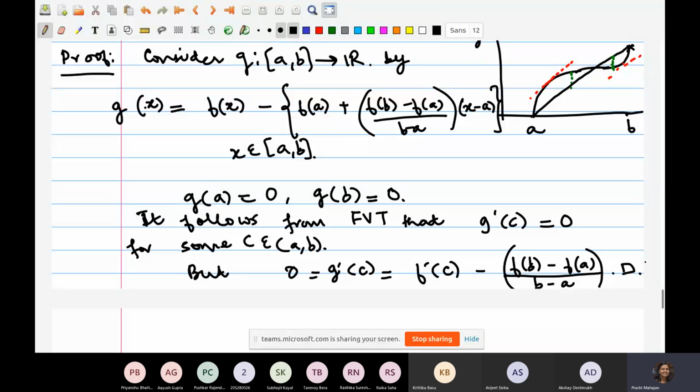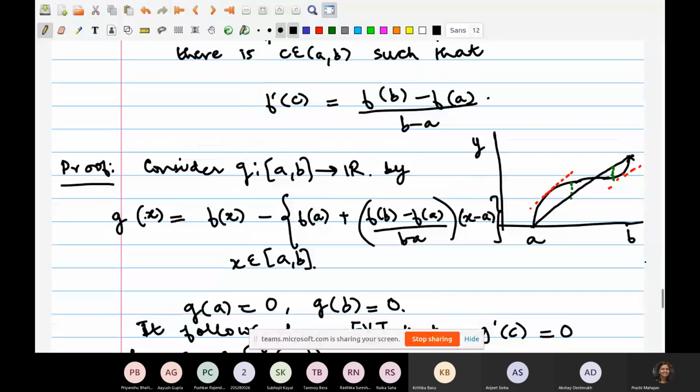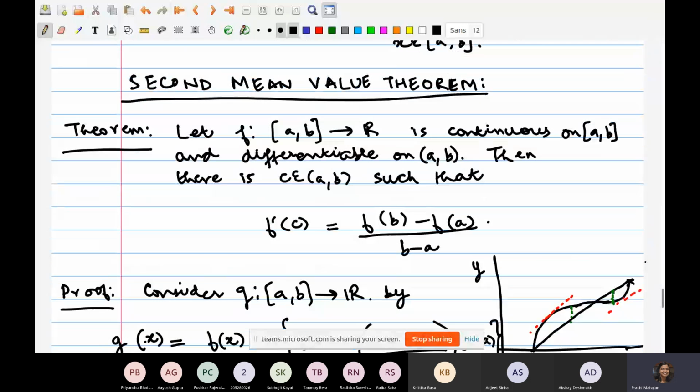So, there is one common thread in all these mean value theorems, which I would like to emphasize, that all these mean value theorems say the same thing, right? They are saying that there is a point on the curve whose tangent is parallel to the line segment joining the endpoints of this curve, right? And yeah, that's it, right?